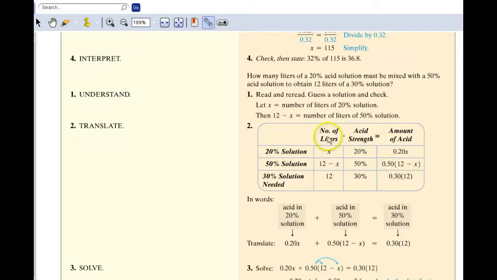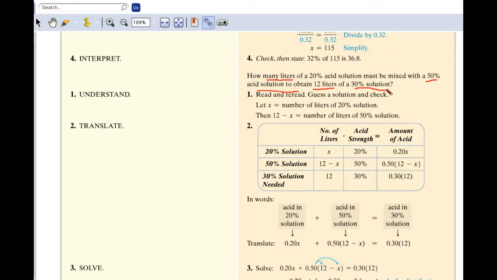Now, another one that's very common is to deal with the mixture problems. I guess we'll look at this a little more closely here, where we have a 20% acid solution, and we're wondering how many liters of this must be mixed with a 50% to obtain 12 liters altogether of a 30%.